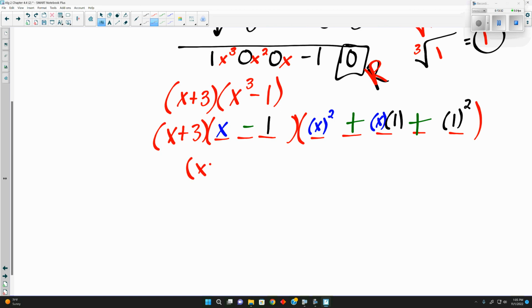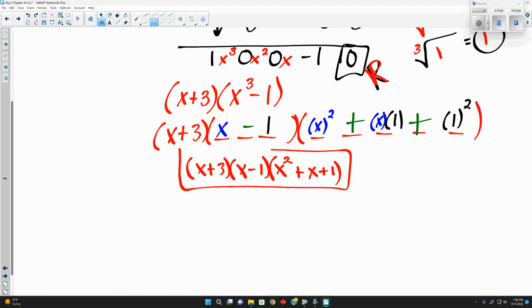So we still have x plus 3. We'd have x minus 1. Well, x squared is just x squared. X times 1 is x, and 1 squared is 1. Now this would be it here.